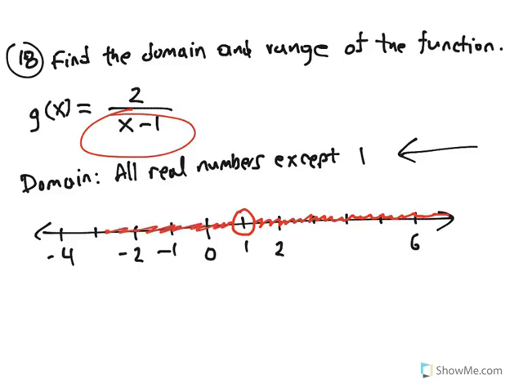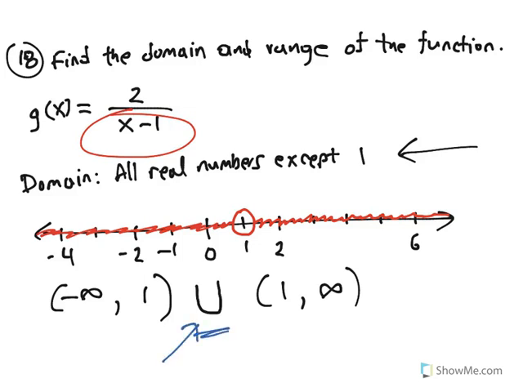So how can you represent this using interval notation? You're going to write from -infinity all the way to 1, not including 1, together with union from 1 to +infinity, not including 1. This is read union, and that means we consider both intervals when we think about the domain.